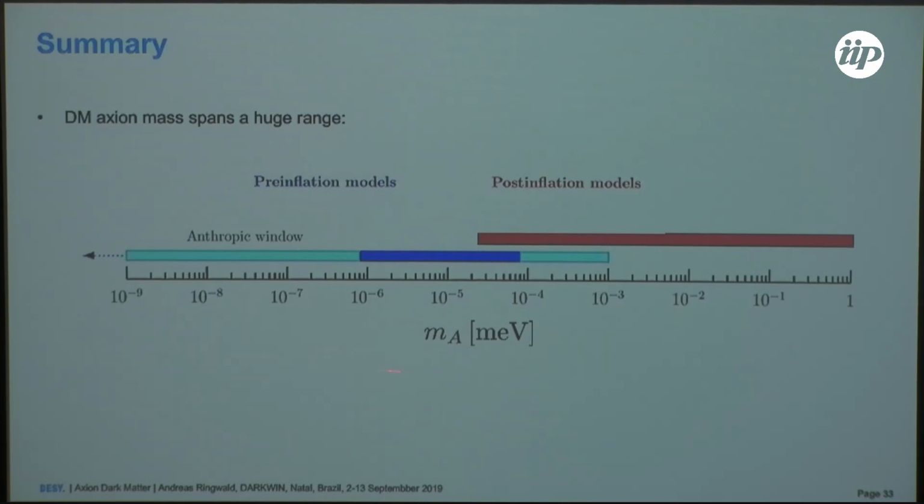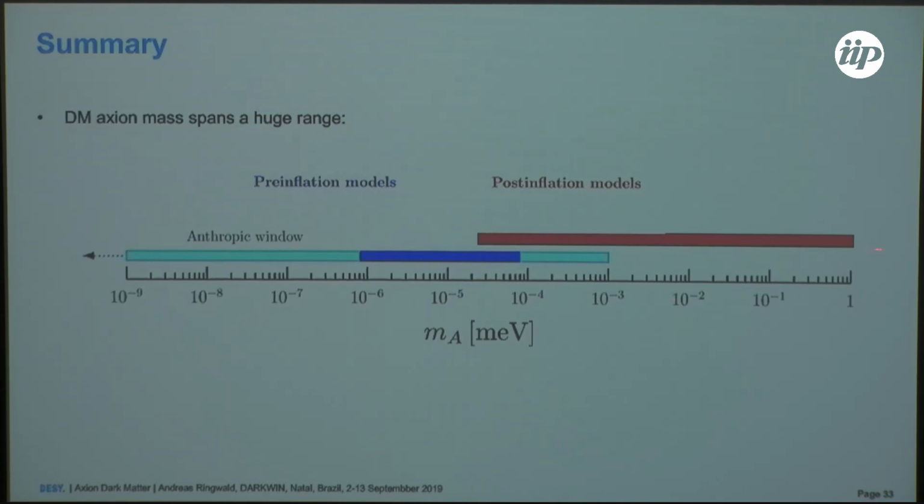Is it really micro-electron volt? I think it should be electron volt. I said 6 micro-electron volt was the spot here, so it should be electron volt. Sorry for the typo. In the post-inflationary models, you tend to have the higher masses.